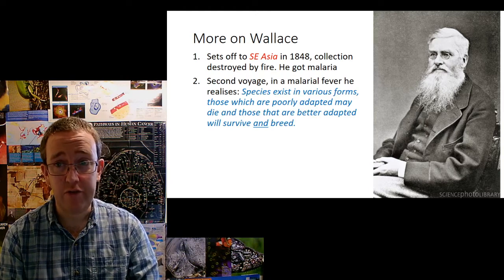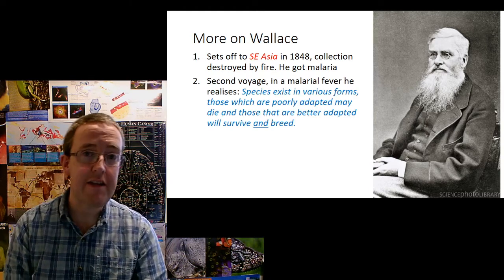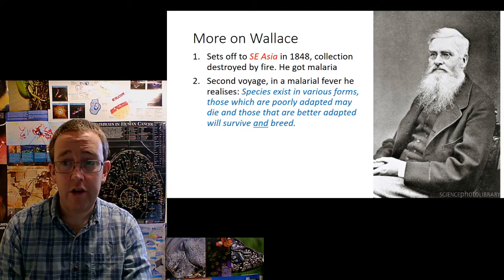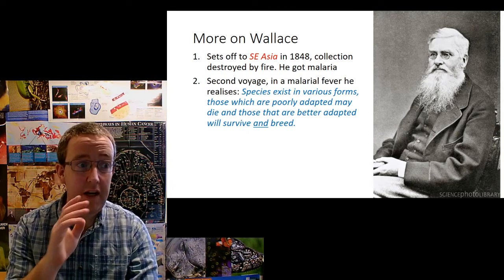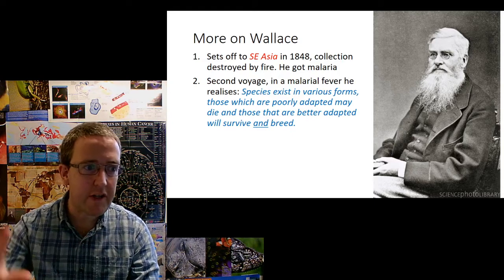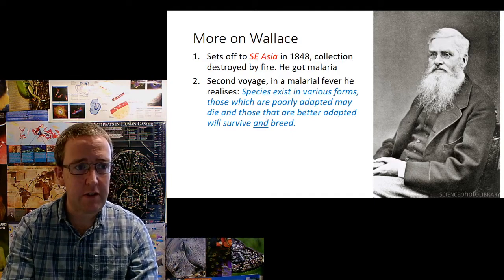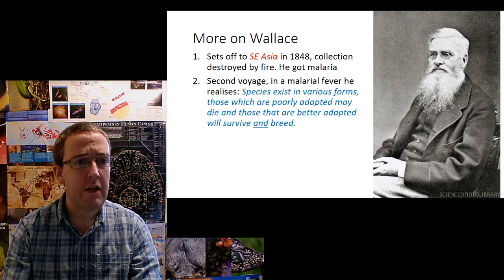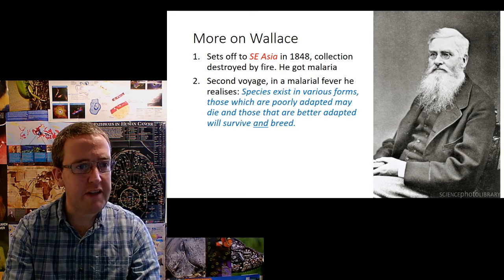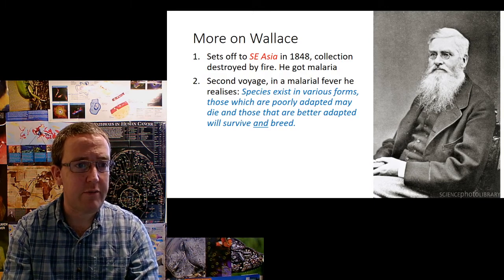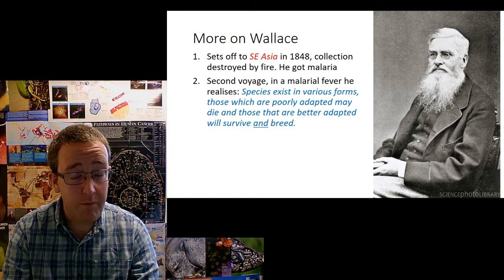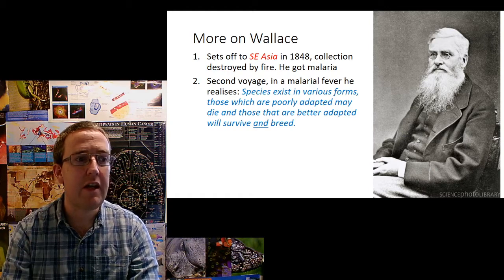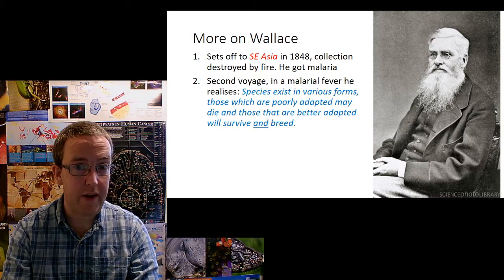So on his second voyage, as he was out there in Southeast Asia, he was lying in a hut in a malarial fever, so the story goes, and he realises from all the islands that he's been to and all of the species that he's spotted, that species exist in various forms. Those which are poorly adapted may die, and those which are better adapted will survive and breed. Now, where have we heard that before? That is essentially the same idea as Darwin and natural selection, of course.